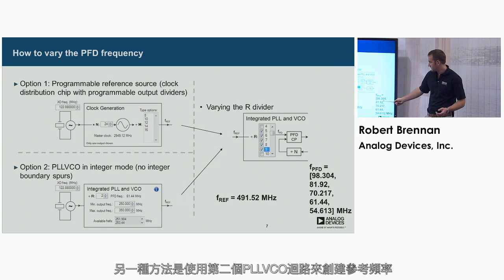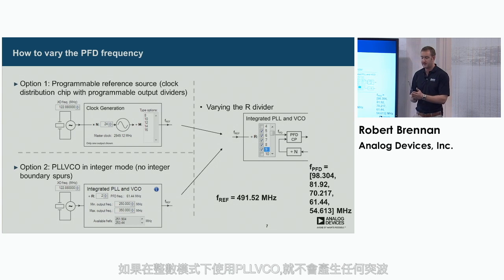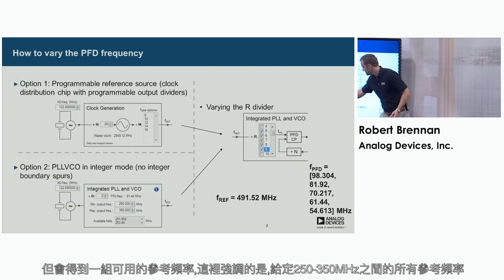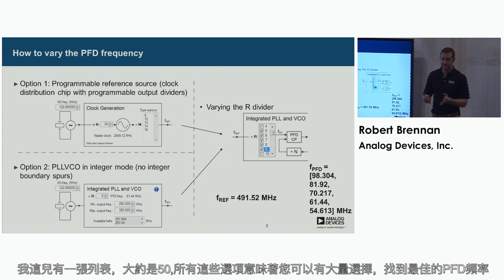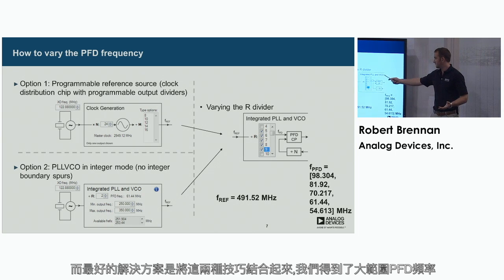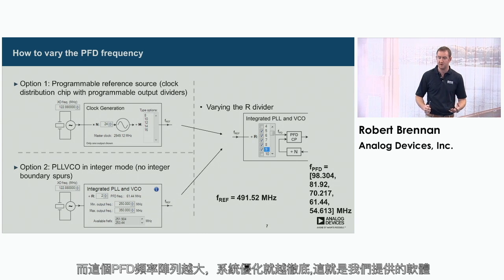The alternative way of doing it is to use a second PLL VCO loop to create the reference frequency. If you run that PLL VCO in integer mode, then you're not going to get any spurs from that, but you're going to get a bunch of available reference frequencies. So here I've said, give me all reference frequencies between 250 and 350 megahertz. I haven't listed them here, but it's about 50. And all those options mean you've plenty of options to find an optimum PFD frequency. And then the best solution is to combine both techniques, where you get a large range of PFD frequencies, because the bigger that array of PFD frequencies, the more you can optimize the system.